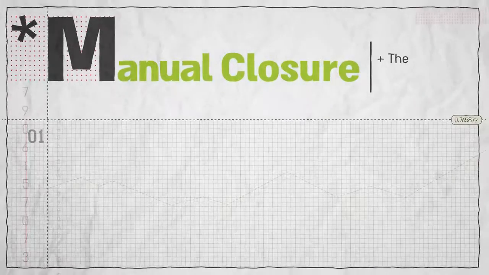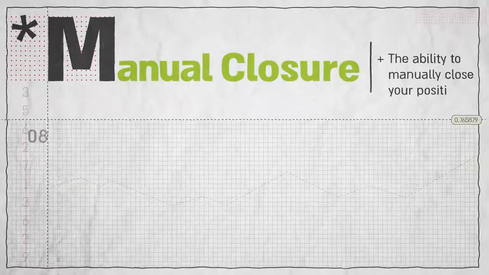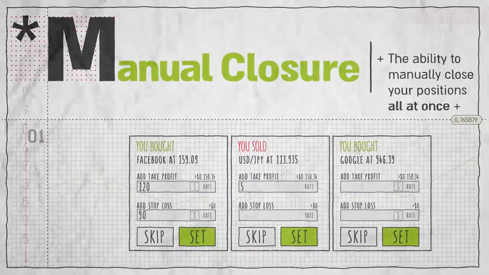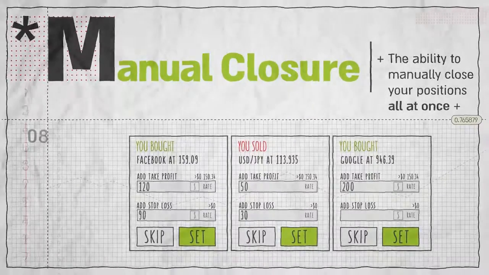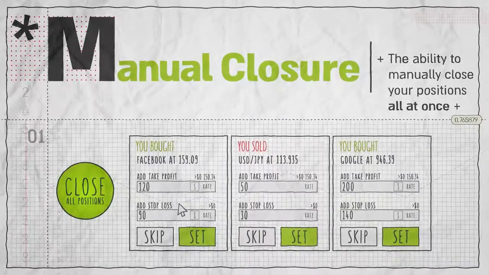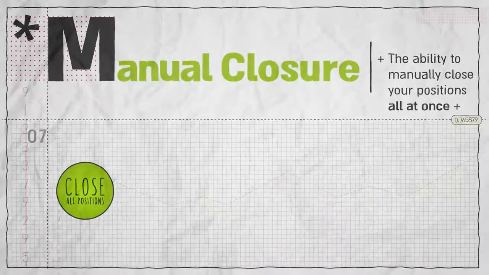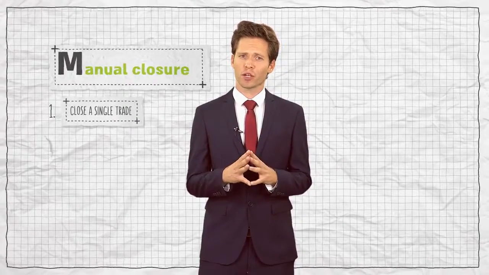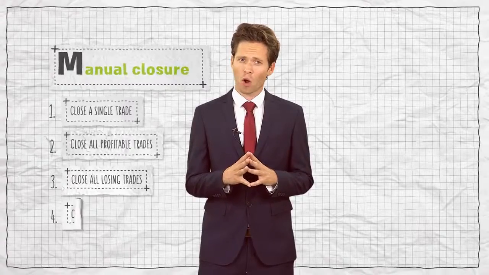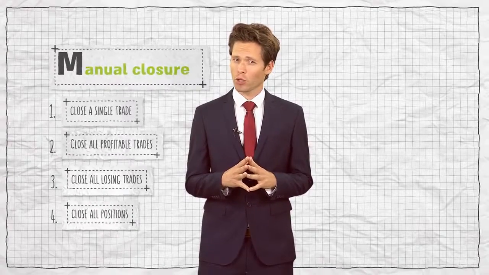Manual closure. The ability to manually close your positions all at once is a totally unique feature of the UFX platform. Our focus is on our clients. So we've created a feature to close all open positions at once with a single click. When you want to close a trade for whatever reason, you can close a single trade, all profitable trades, all losing trades, or all positions. It's totally up to you.